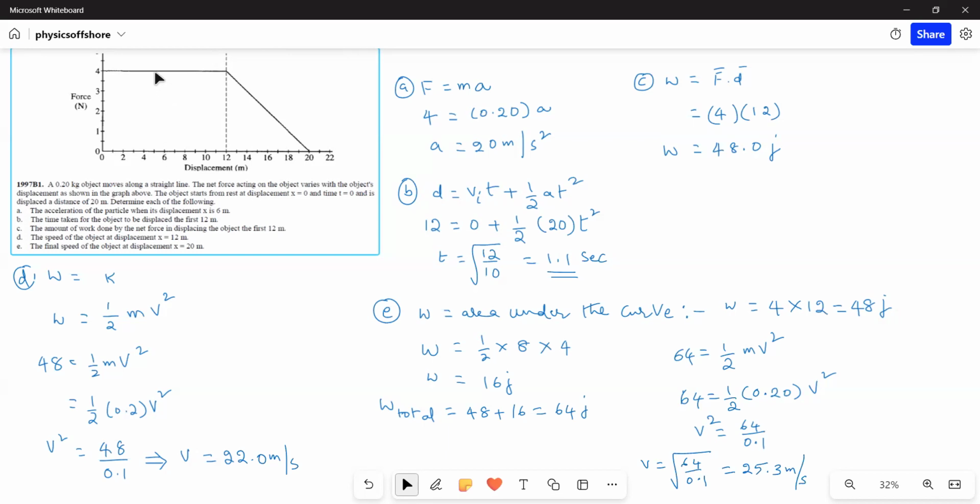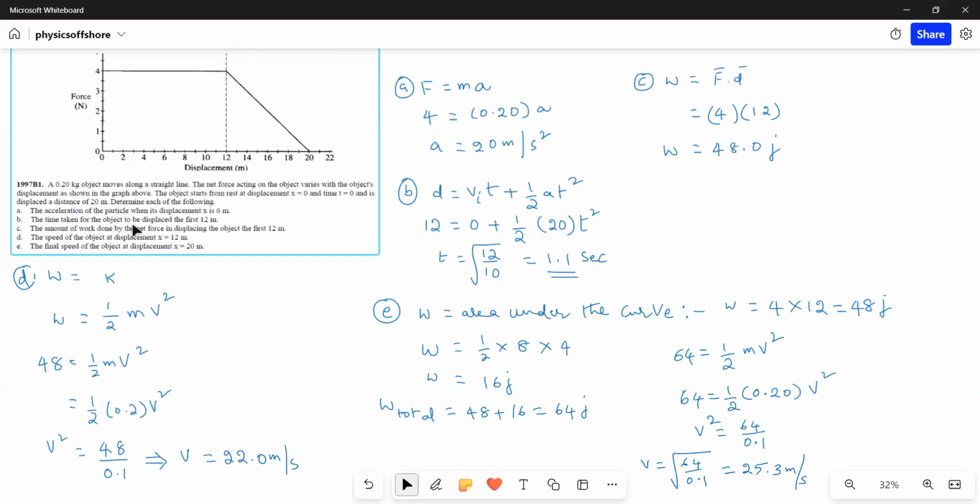Force is 4 newtons. Therefore, we use Newton's second law, F equals ma, and plug in the values to find a. Here, force is 4 newtons, and mass is given as 0.2 kilograms. We can easily find a, which gives 20 meters per second squared. Next, part B.